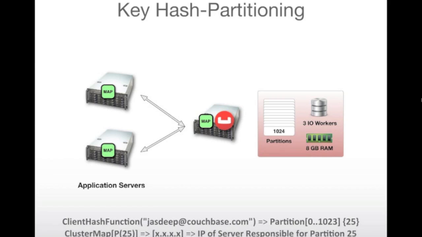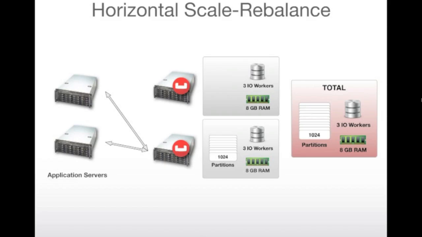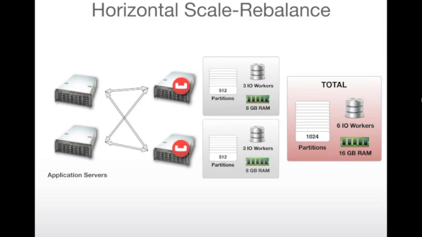But as you're going to see, when we add another node to the cluster, we're going to redistribute through a rebalance. We're going to move 512 of those partitions over to the server we just added. Now we update the map. There are 512 partitions per node, since there are 2 nodes. The maps get updated on the application servers, and now we've doubled our I/O workers and our RAM available.